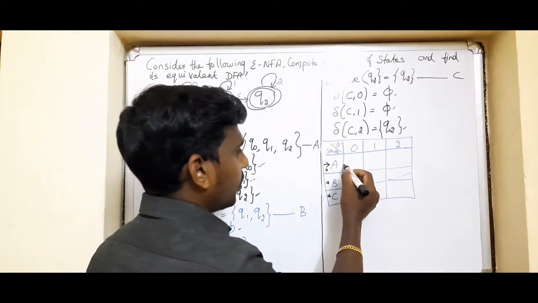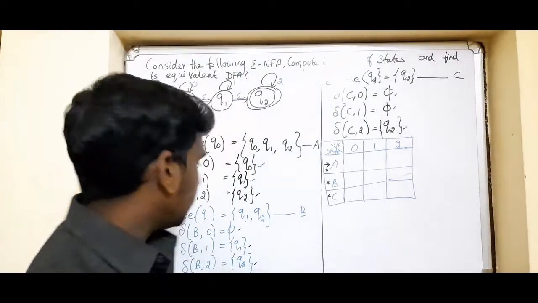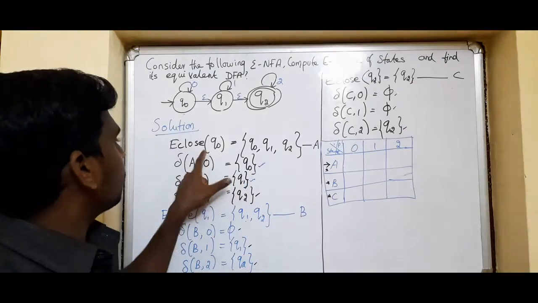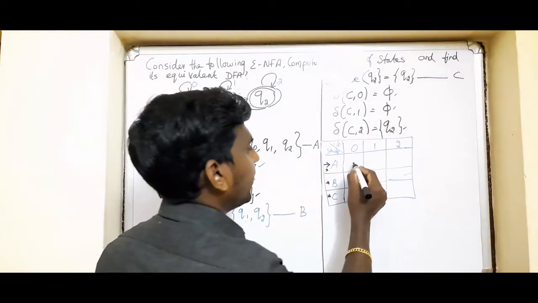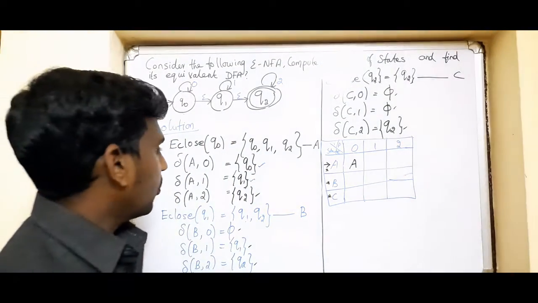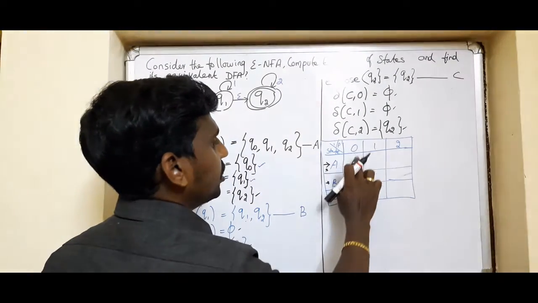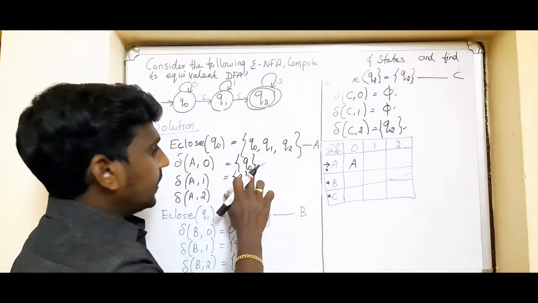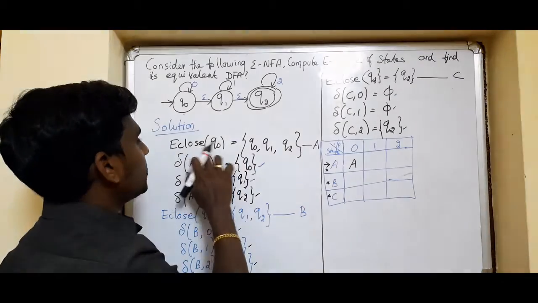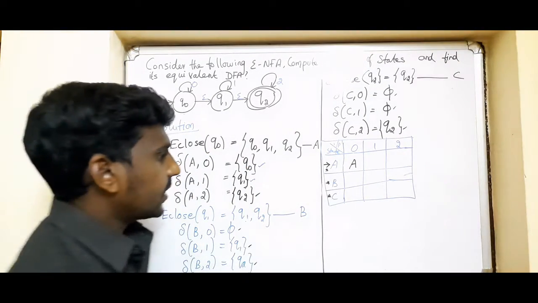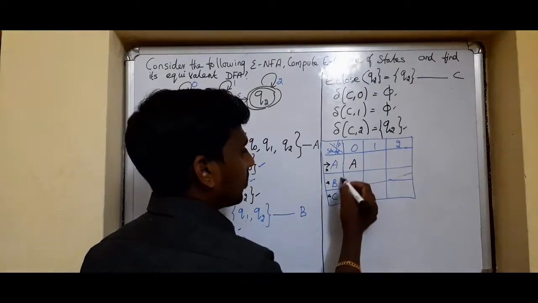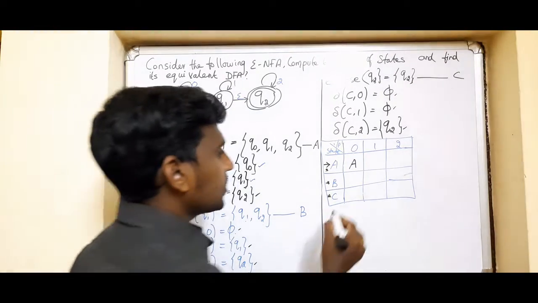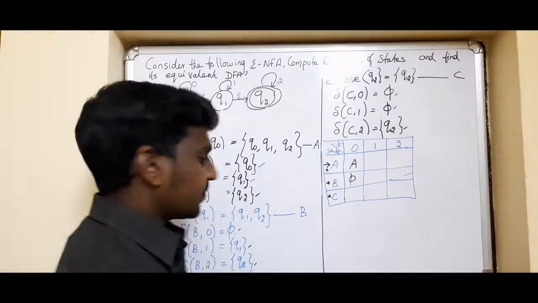Then what is A comma 0? Remember one thing: we check delta of A comma 0, that is Q0, but we have to write the epsilon-closure of Q0, that is A. Once again, I want to fill A comma 0. Delta of A comma 0 is Q0, then the epsilon-closure of Q0 is A. Now B comma 0 is phi, which means we don't need anything, so we mark it as phi.